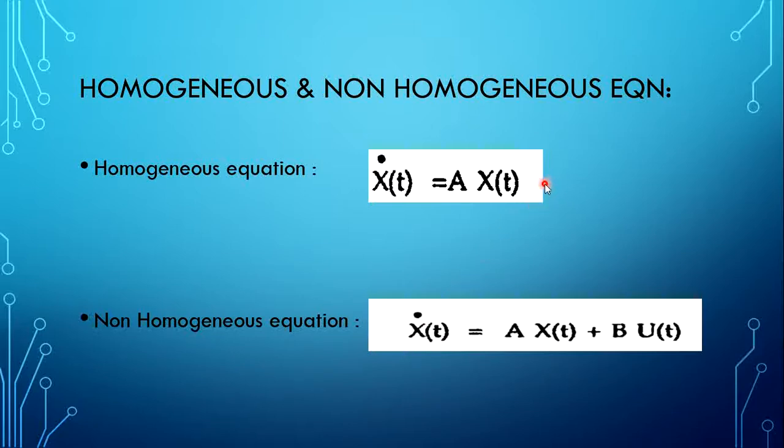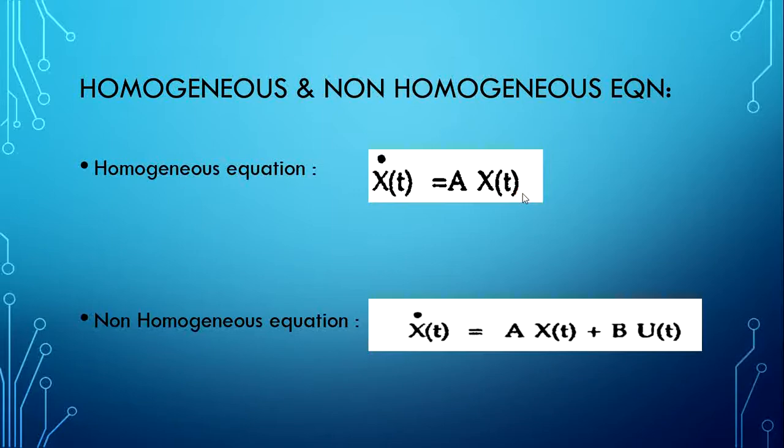If u of t is absent, if u of t is not present in that particular state equation, then those kinds of equations are called homogeneous equations. In these systems, even if the input is not present, due to the initial conditions the system will get energized.